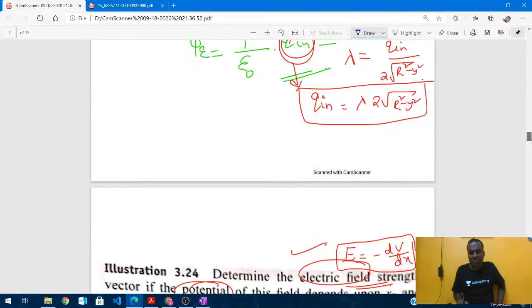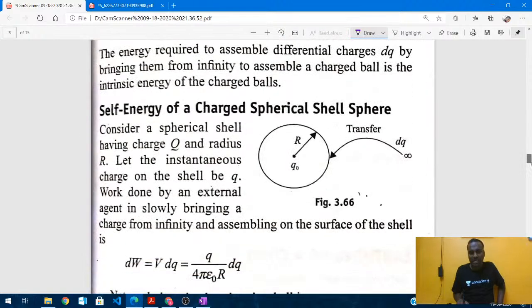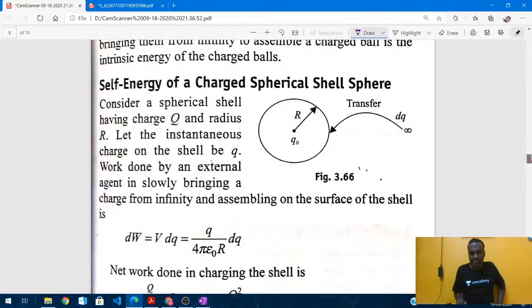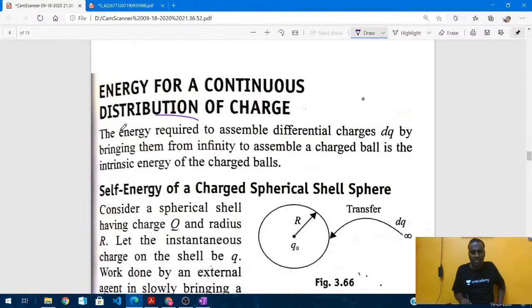Self-energy concept, students, which is very important. What do you mean by self-energy? The energy required to assemble differential charges dq by bringing them from infinity to assemble a charged ball is the intrinsic energy.